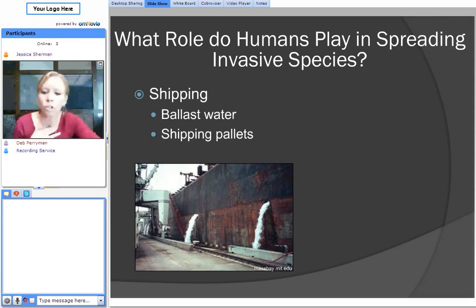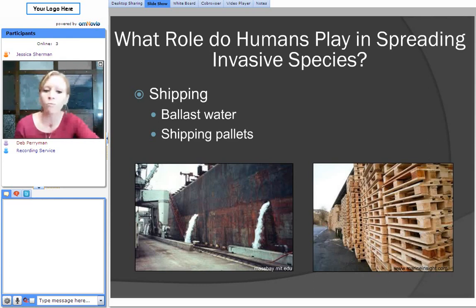But we also see shipping pallets. So this was actually how the emerald ash borer was first introduced to North America. It came in on shipping pallets that had the larvae burrowed into them, and they came into Detroit, and then they were spread throughout the Great Lakes region by recreational users. So they were initially introduced through shipping pallets, and then they can't fly very well, so they don't spread well on their own, but by people carrying them through firewood, they were able to spread to other parts.